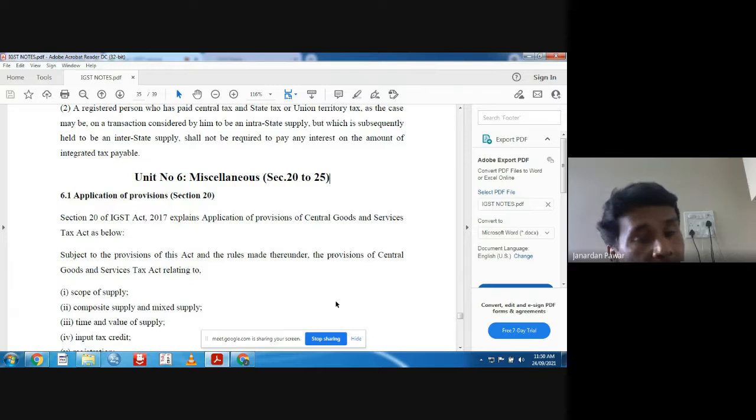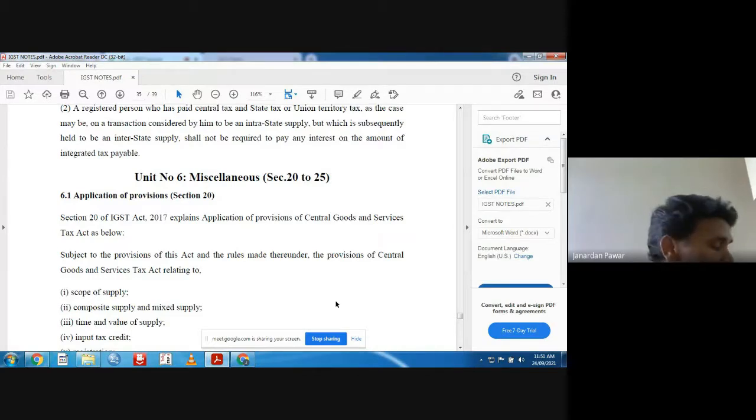So see, the first provision, that is Section number 20, is dedicated to application of provisions. Section 20 of the IGST Act 2017 explains application of provisions of the Central Goods and Services Tax Act as below. So here, what sort of applications are we going to see? We are going to see the application of provisions of the Central Goods and Services Tax Act 2017.